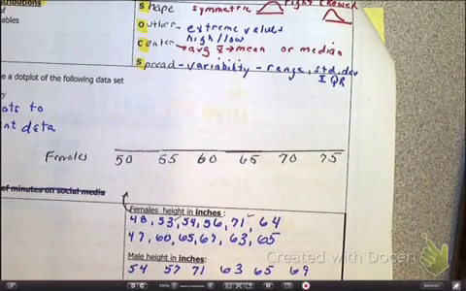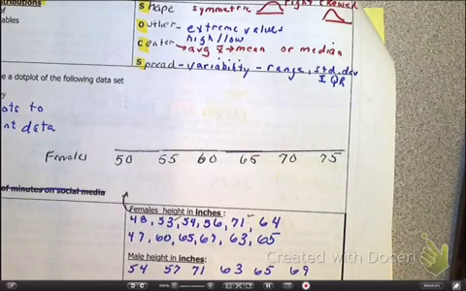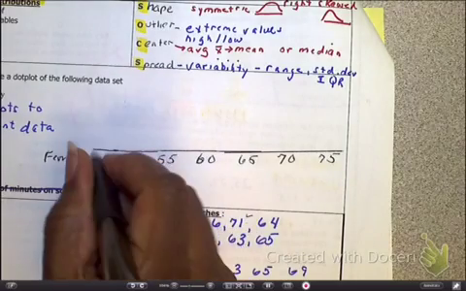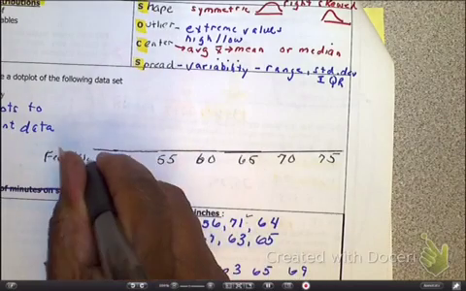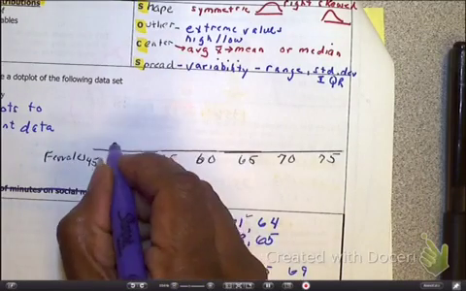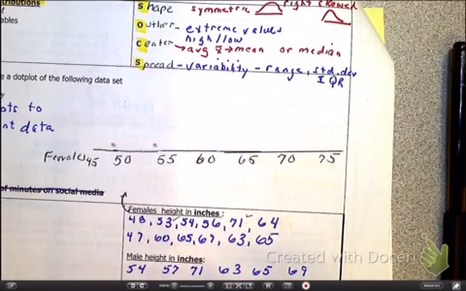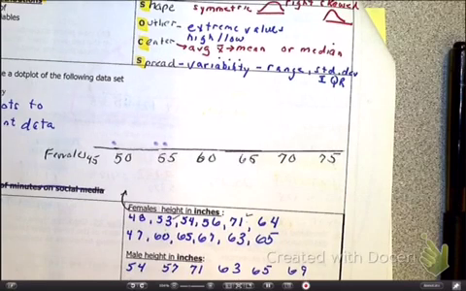Okay, now all I'm going to do is find 48. 48, duh. Let me back up a little. I need a 45, don't I? Yeah. Okay, so 48 is going to be about here. 53 is going to be about there. And then 54 is going to be about here. And then we're going to keep going until we fill out this entire dot plot.